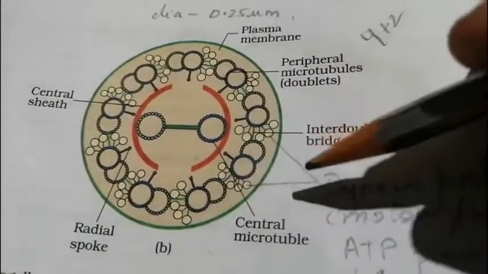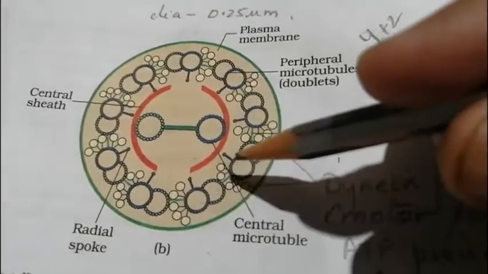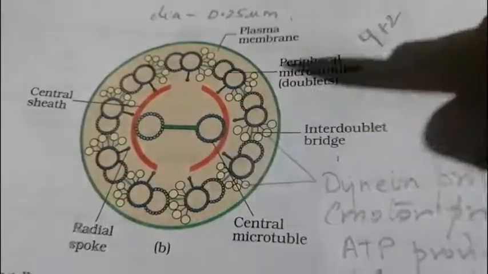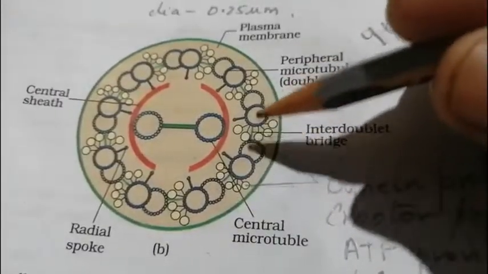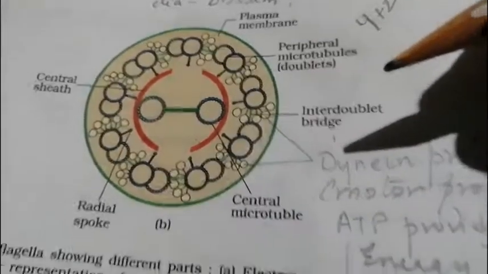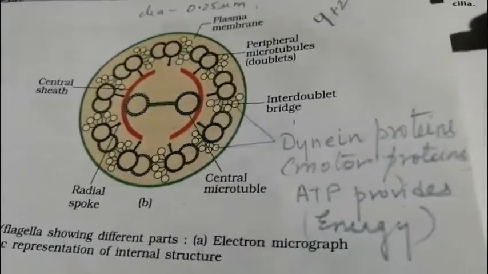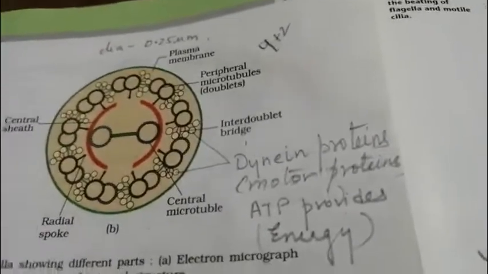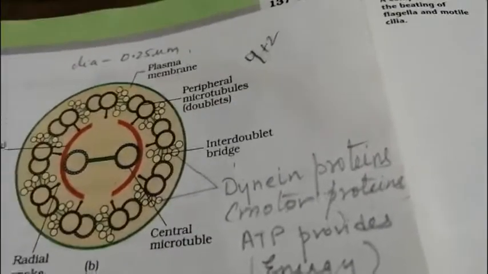And this is your plasma membrane. Now what do you see? These are the radial spokes, the ones which are uniting them, and there is an interdoublet bridge. And these are your dynein proteins. These are motor proteins and provide energy for the movement.